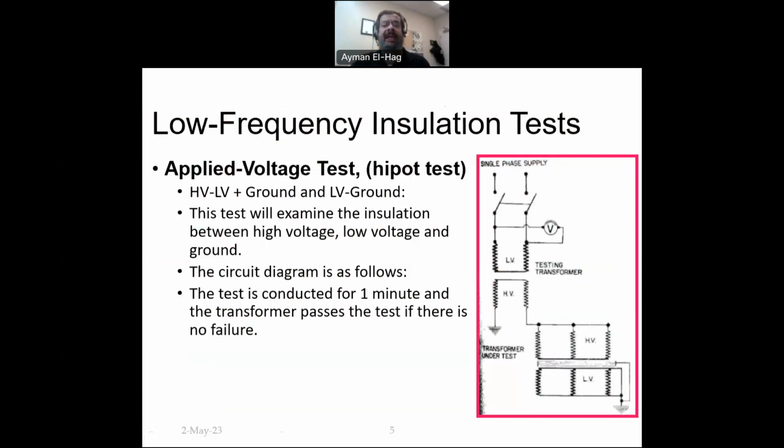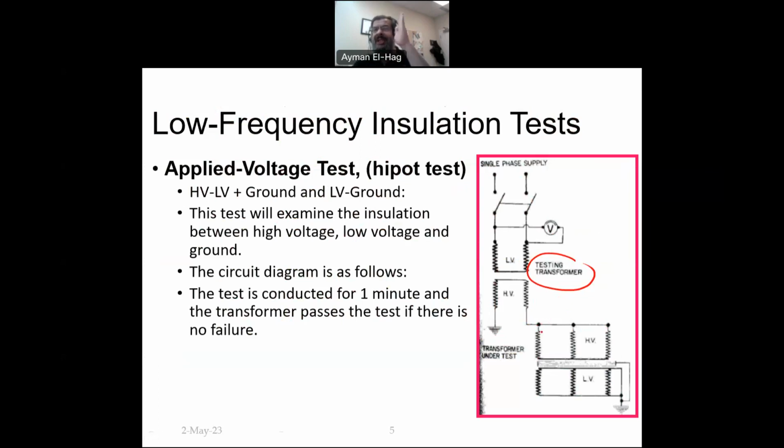The first test is the applied voltage test, or the high pot test. I will talk only about the test that we do between high voltage and ground, and how we do it. This is the testing transformer, the supply voltage. It's single phase, although I'm testing a three-phase transformer, but we use a single phase transformer. Second, we connect all the terminals of the bushings together, and we apply the high voltage to the transformer high voltage bushing.